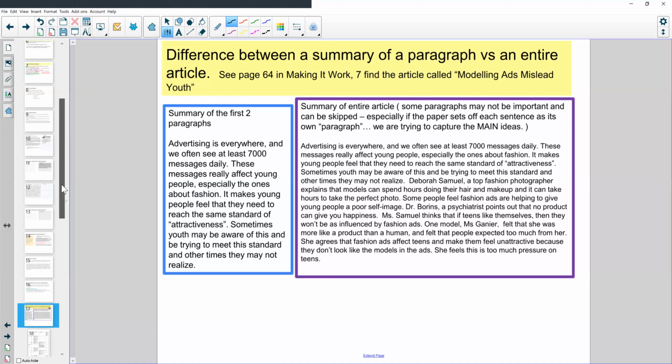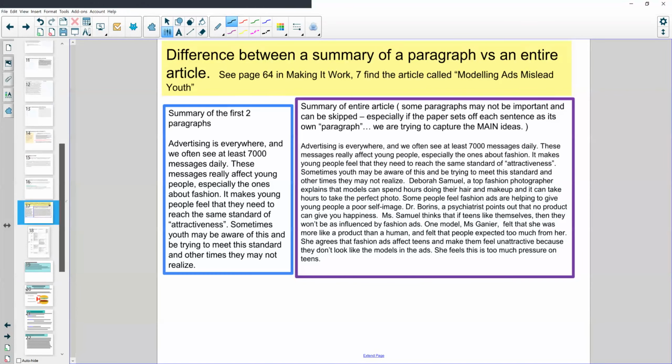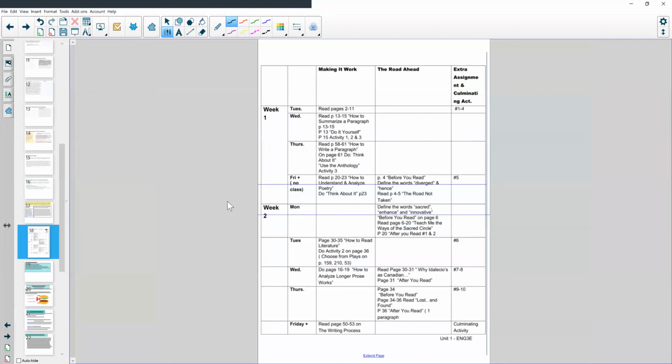Okay, so for activity three, make sure you are summarizing the entire article, not just the first paragraph. Okay, so that was what we did Tuesday. That was the explanation of how to do Wednesday's activities. And now we're moving on to Thursday's assignments.